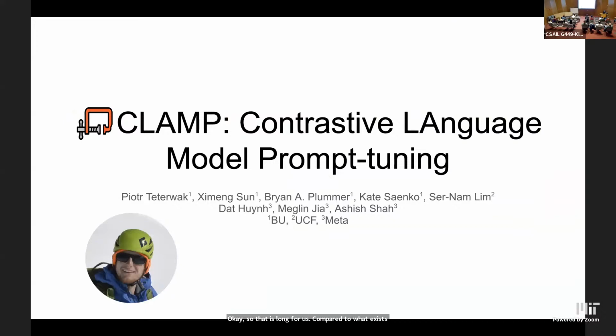The first task I want to talk about is classification, and the paper I want to talk about is called CLAMP, which stands for Contrastive Language Model Prompt Tuning. This is work done primarily by my PhD student, Piotr, at BU, in collaboration with folks at BU and also folks at UCF and Meta.